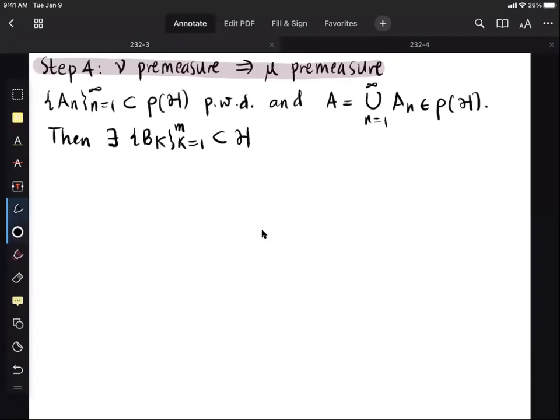These are elements of the semi-ring, pairwise disjoint, such that A is the union of these B sub k. So the trick here is that we write the countable union as a finite union. And this is guaranteed because of the property of the ring generated by the semi-ring H.